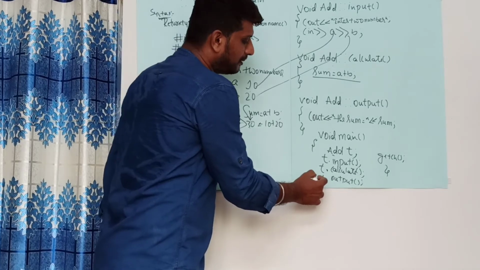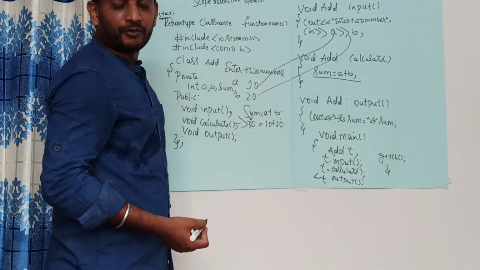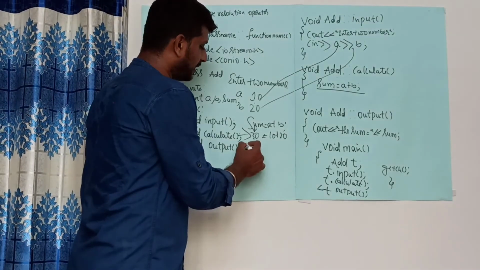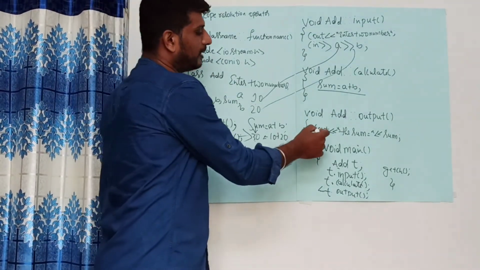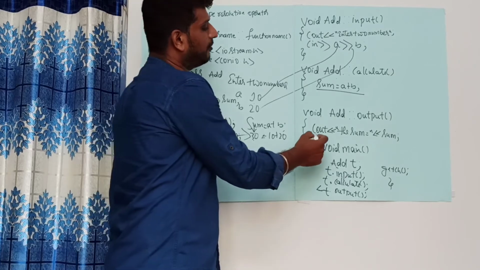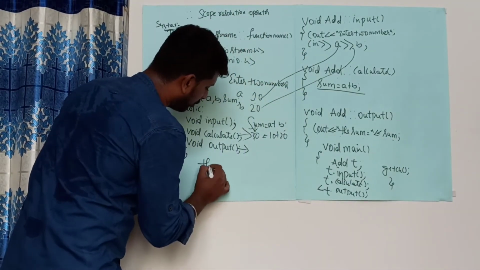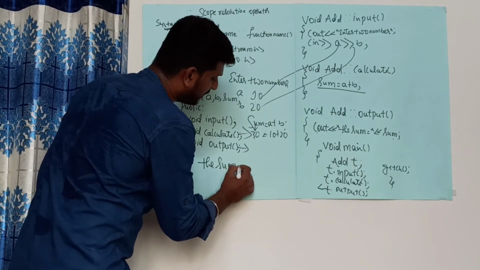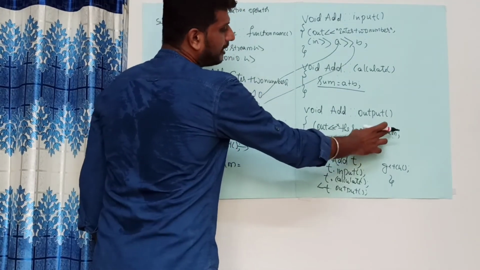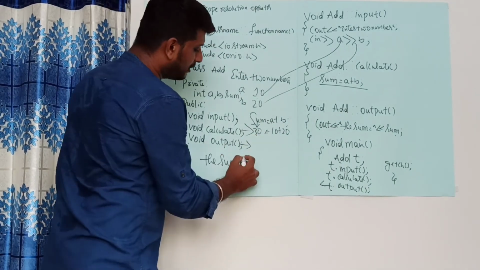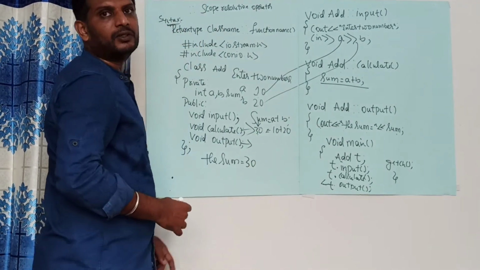Next, I am calling the third function, that is called output. The function gets called over here and you have the function definition over here. Inside the function definition, you have the sum is equal to sum. So you will get the output like this: the sum is equal to sum. Inside the variable sum, you have stored the value 30. So it will display the sum is equal to 30.